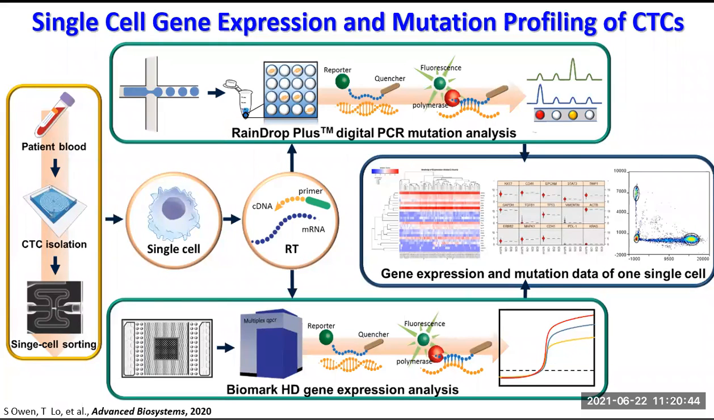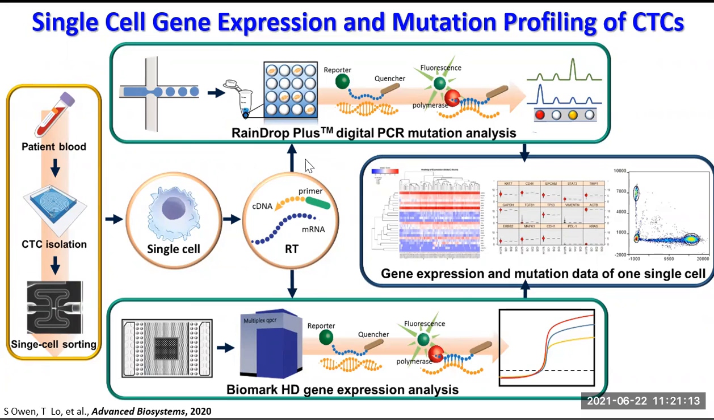We have taken those cells isolated from lung cancer patients using the microfluidic labyrinth, and then sorted them into single cells using the Fluidigm C1 machine. Once the cells are sorted into single cell suspensions, we prep the cDNA, and then we split the cDNA into two different workflows. One of those workflows is to identify the targeted mutations at the single cell level in these CTCs.